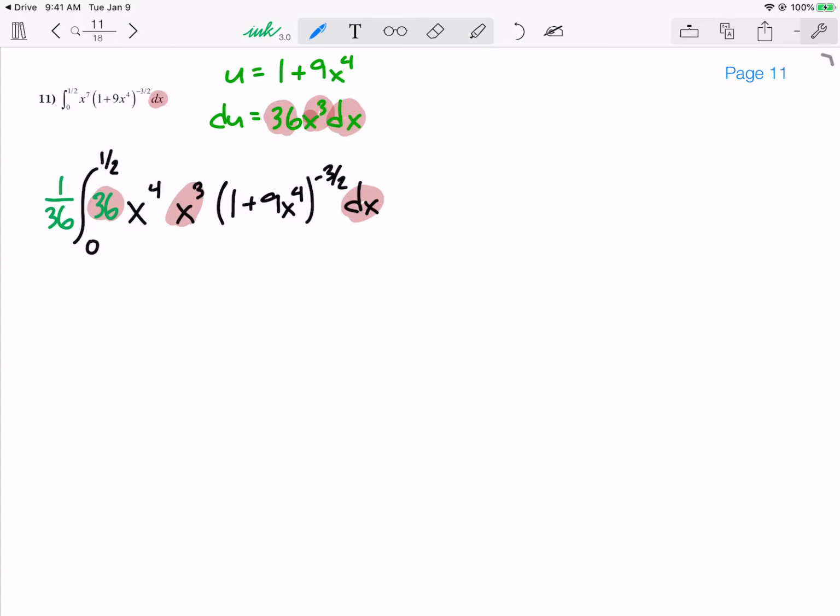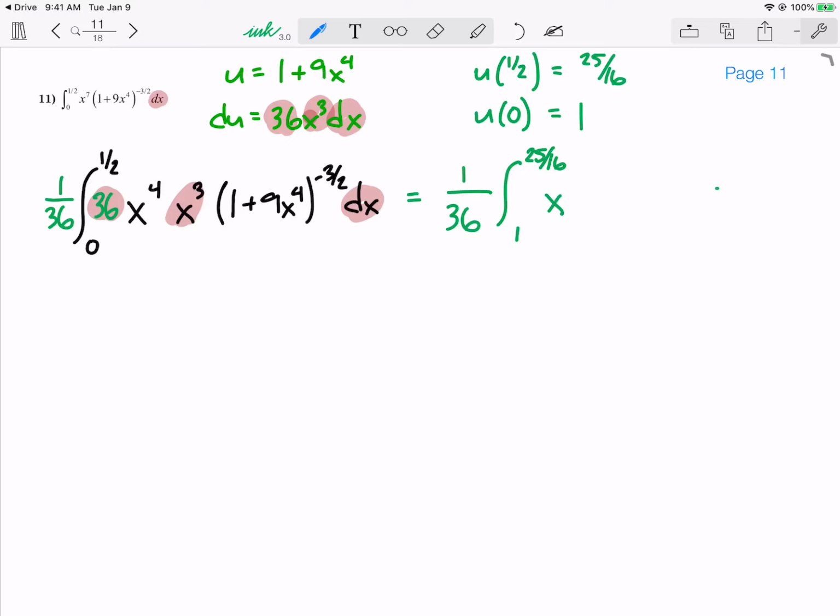And let's see what happens now. So I've got 1/36. Oh yeah, I wanted to switch everything from x's to u's. So I'm going to do u of 1/2. So 1/2 to the 4th times 9 plus 1 is equal to 25/16. I'll let you verify that math. 0 to the 4th times 9 plus 1 is just 1. So I'm really integrating from 1 to 25/16 when I switch to u's.